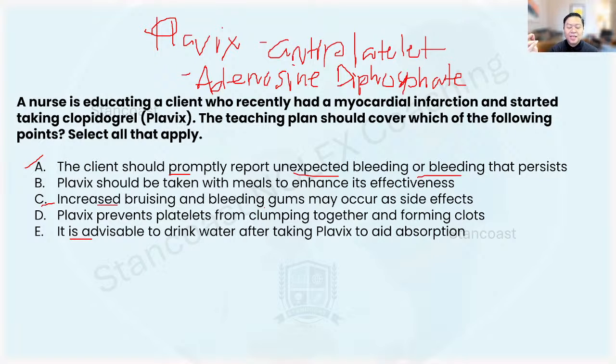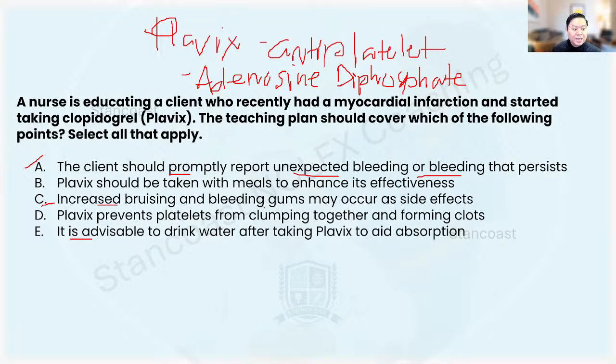So make sure to let them enumerate the possible side effects: bleeding in the urine, bleeding in the GI tract, bleeding in the upper GI, the gums, the nose, IV site, the skin. Bumping into hard surfaces can easily cause them to have bruising, hematoma, ecchymosis, or let's say petechiae. Make sure that they will be able to recognize those manifestations. Those need to be reported by them.